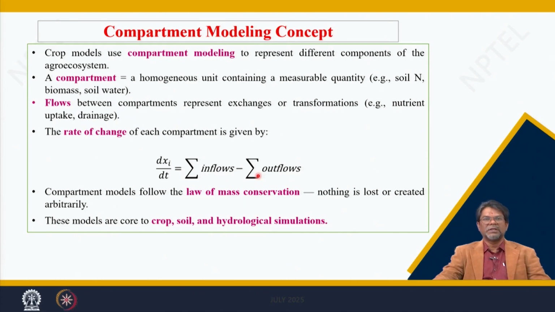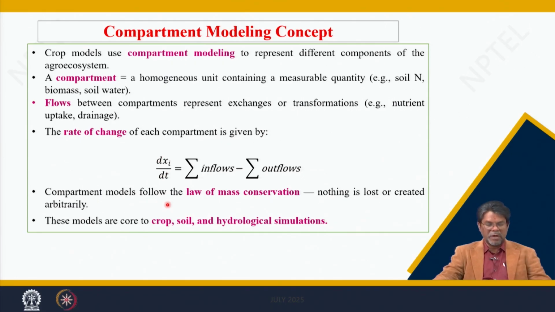For example, the change of biomass per unit time, or particularly the carbohydrate accumulation per unit time: the inflow is the gross photosynthesis and the outflow is the respiration. So, the net photosynthetic accumulation is dXi/dt, and that gets converted to biomass. The inflow rates and the outflow rates give the change of the particular state variable per unit time. That is the rate of change explained in the compartment model.